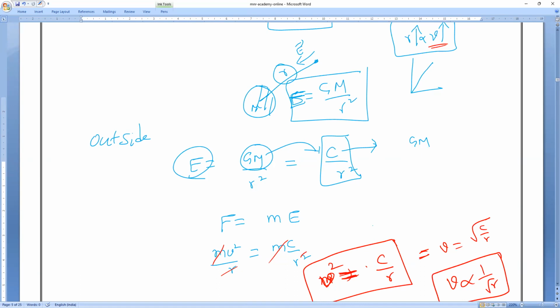The next concept we will study is calculating acceleration due to gravity. What is the expression? What is the derivation? How to use it in numericals. That's all the things we'll discuss in the next class.